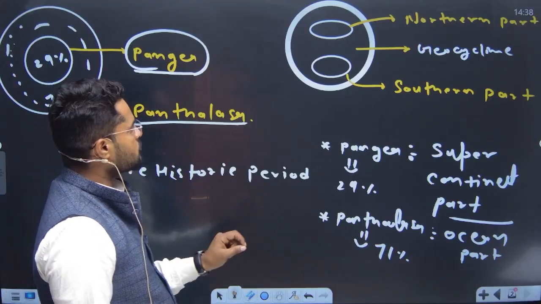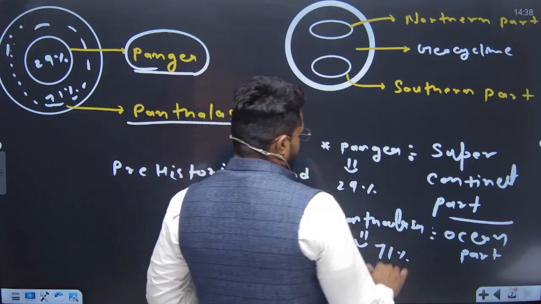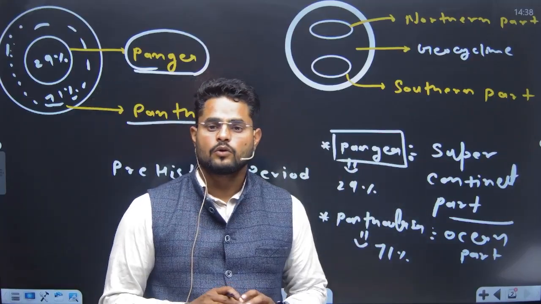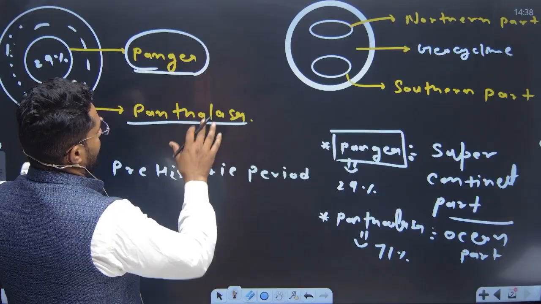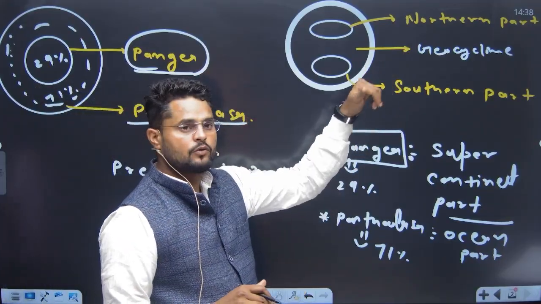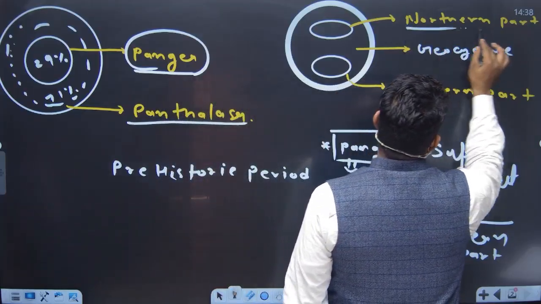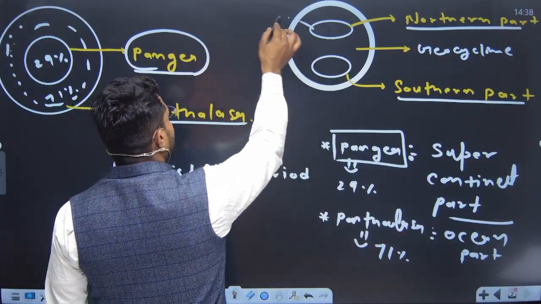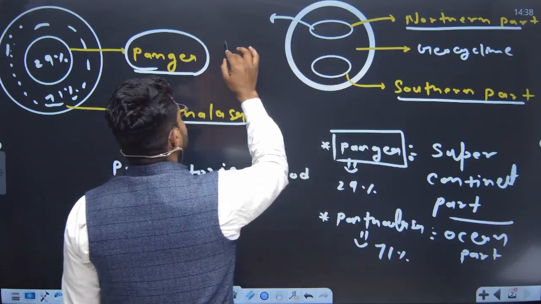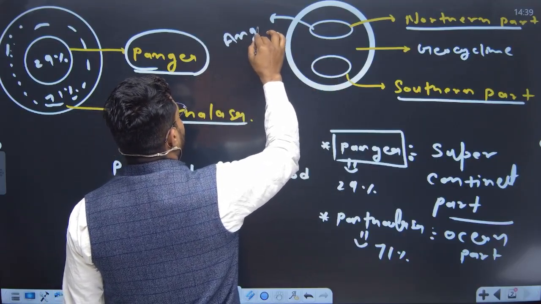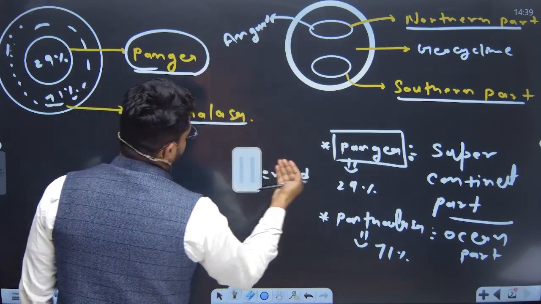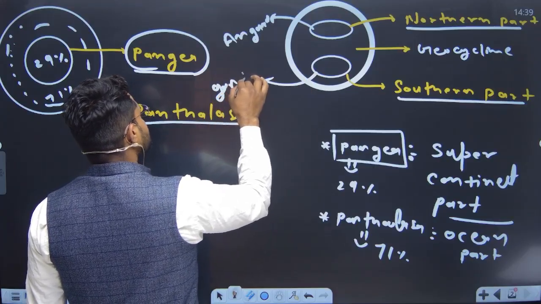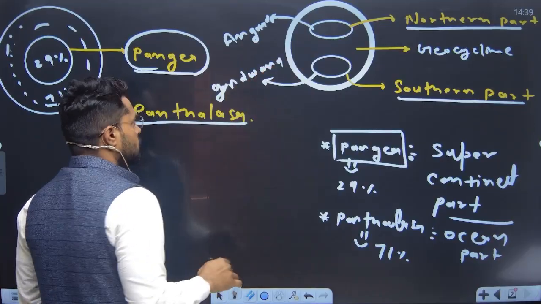Dear student, according to Wegener, Pangea in the historic era was divided into 2 different parts, one northern part and one southern part. The northern part of Pangea is known as Angara land, and the southern part of Pangea is known as Gondwana land.